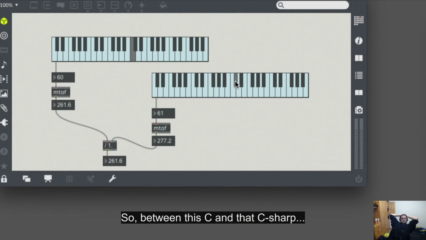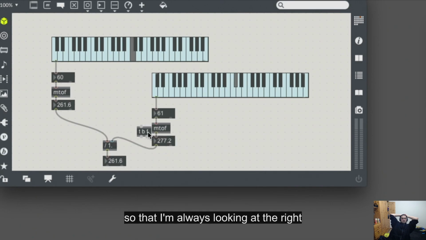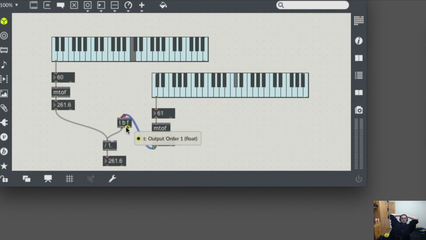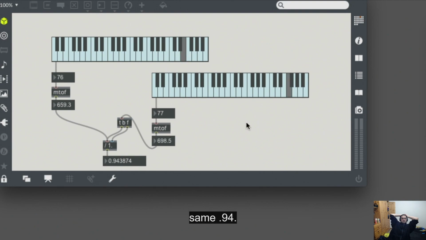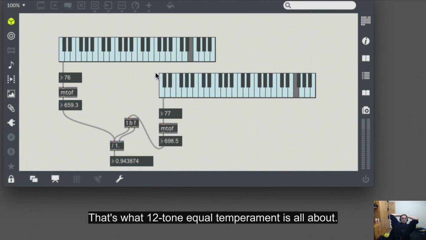So between this C and that C sharp, I need a TBF, so that I'm always looking at the right value here, so I can change either one. So if this one's a C sharp and that was a C, then they're in a ratio of 0.94, blah, blah, blah. So if this is this high F and this is high E, same 0.94. Okay, so a half step is the same multiplicative ratio anywhere on the keyboard. That's what 12 tone equal temperament is all about.